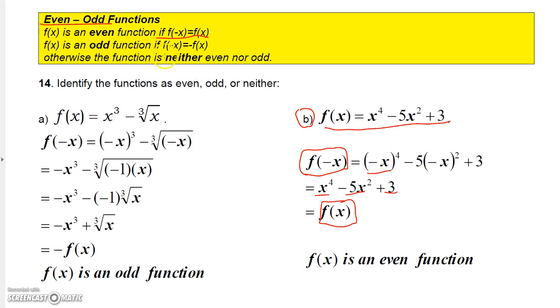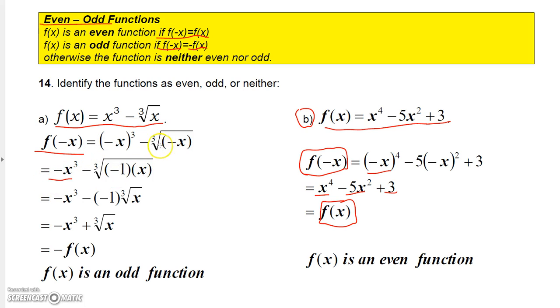Okay, you get an odd function if f of negative x equals minus f of x. In other words, if when you replace x with negative x, you get the opposite of what you started with. So let's take a look at this function. Well, if you evaluate f of negative x, you're going to replace x with negative x in both places. Well, when you cube a negative, you're going to get a negative. So you're going to get negative x cubed.